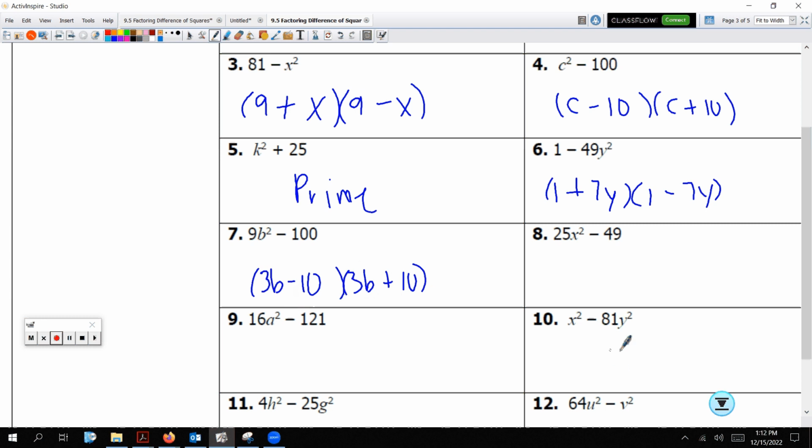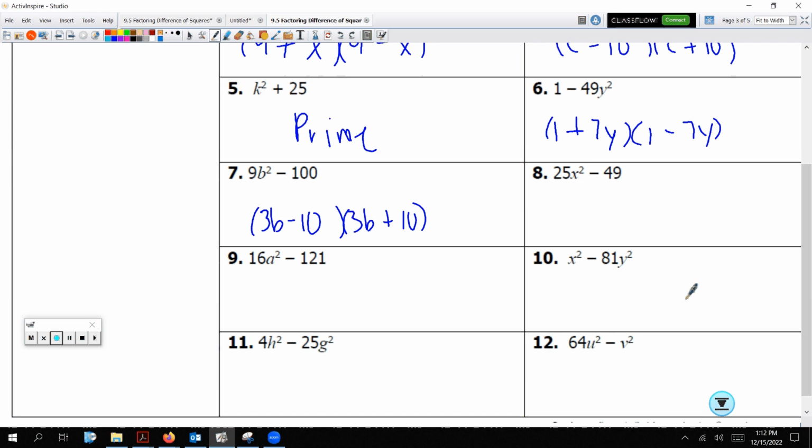Actually, we'll do number 10. I'm going to skip number 8 right now. Let's do number 10. It says x squared minus 81y squared. You're like, what the heck? Well, you simply take the square root of x squared, which is x. The square root of 81y squared is 9y. Plus, minus. And that is it. That's in factored form. That is perfection.